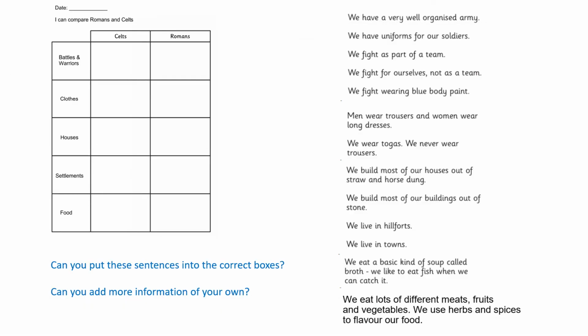Your main activity is I can compare the Romans and the Celts. You will have instructions for this, but these are the instructions anyway. You will have a sheet that looks like this. On one side are the Celts, and on the other side are the Romans. You need to look at these sentences and can you put them in the correct boxes? Could you, as an extension, add even more information? For example, we have a very well organised army is the first sentence.